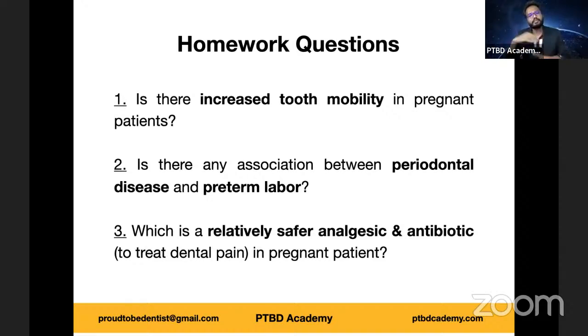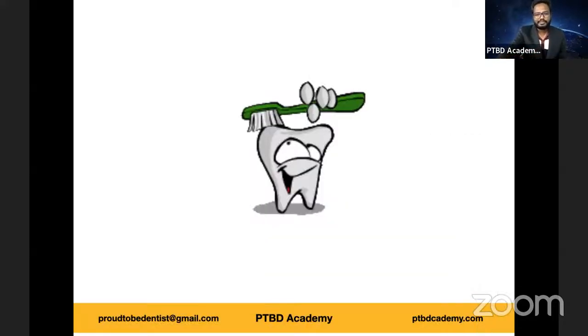Because pregnant patients often visit dental clinics, you should be equipped with this information to address their symptoms, isn't it? Apart from medication, of course, we can perform several treatments during pregnancy by taking utmost care. Don't you think so? Right? So I hope it's clear. And that is all I wanted to share in this particular live session.